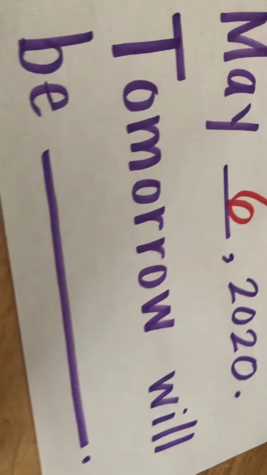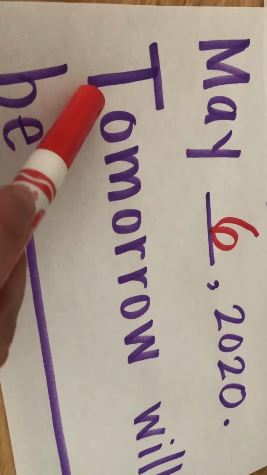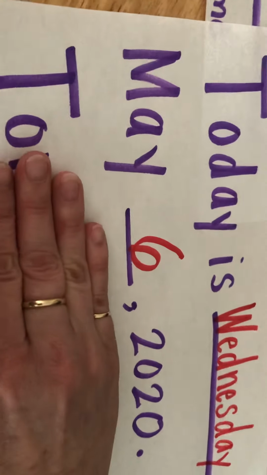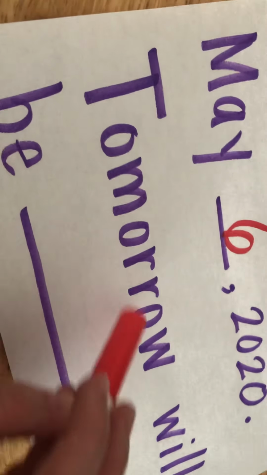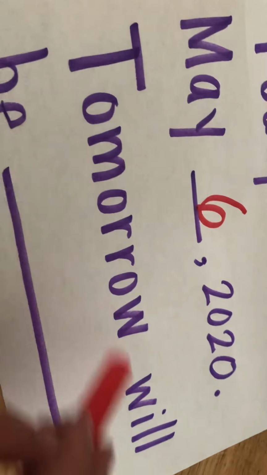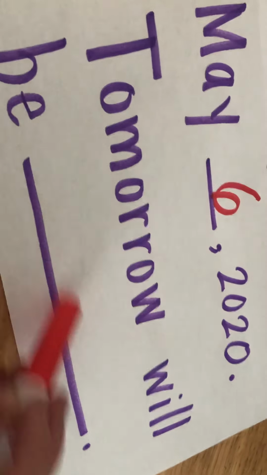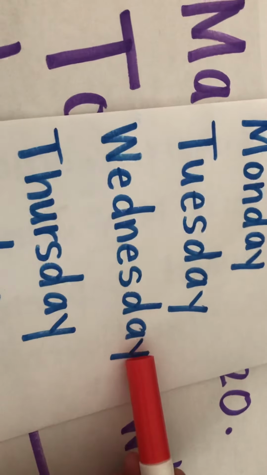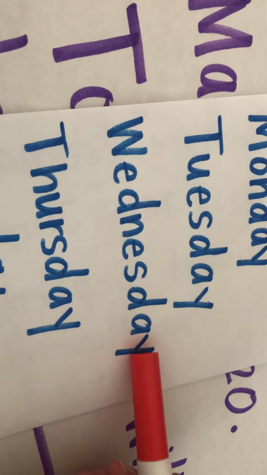So now our second sentence has that big word again. Do you remember what it is? I can find a small word. There's the word to. Tomorrow. Tomorrow will be, do you know what tomorrow will be? Well, if today is Wednesday, the next day, or tomorrow, will be Thursday.